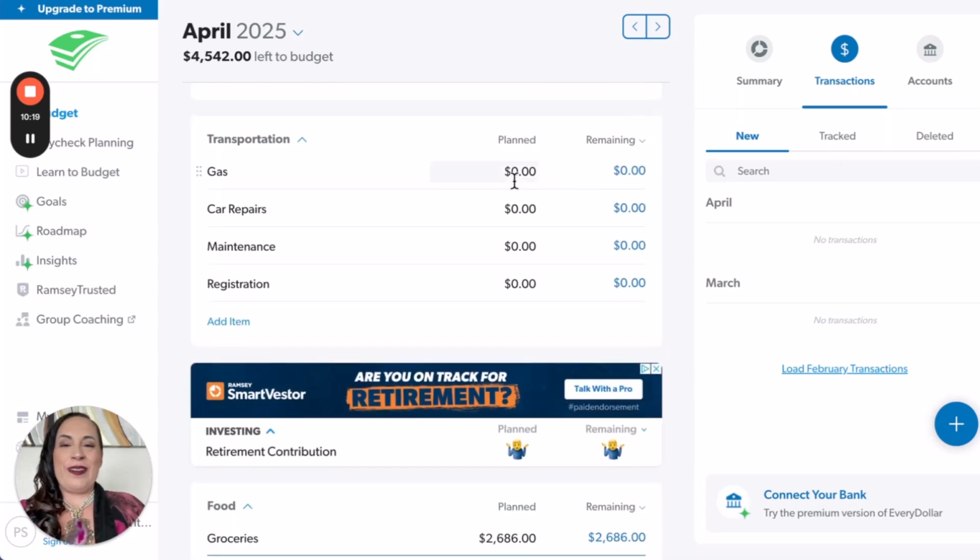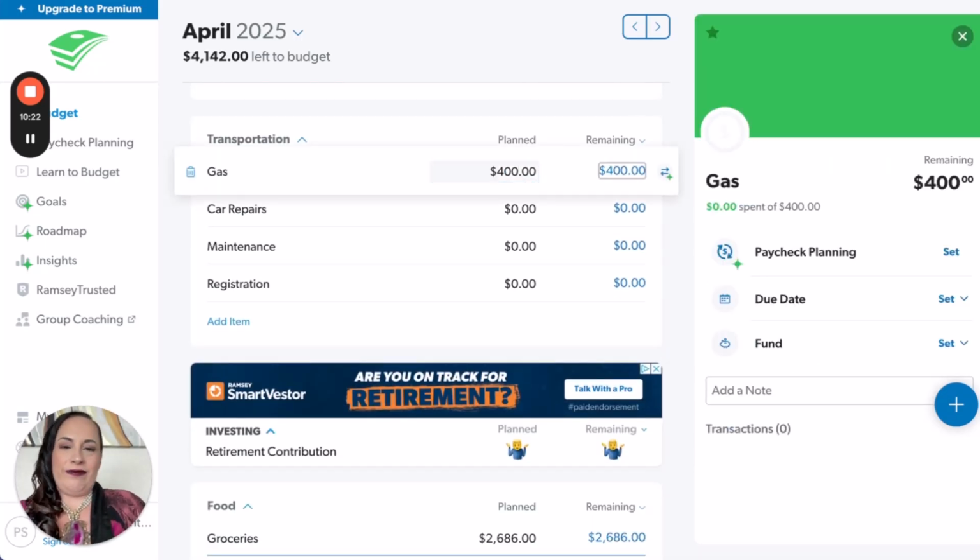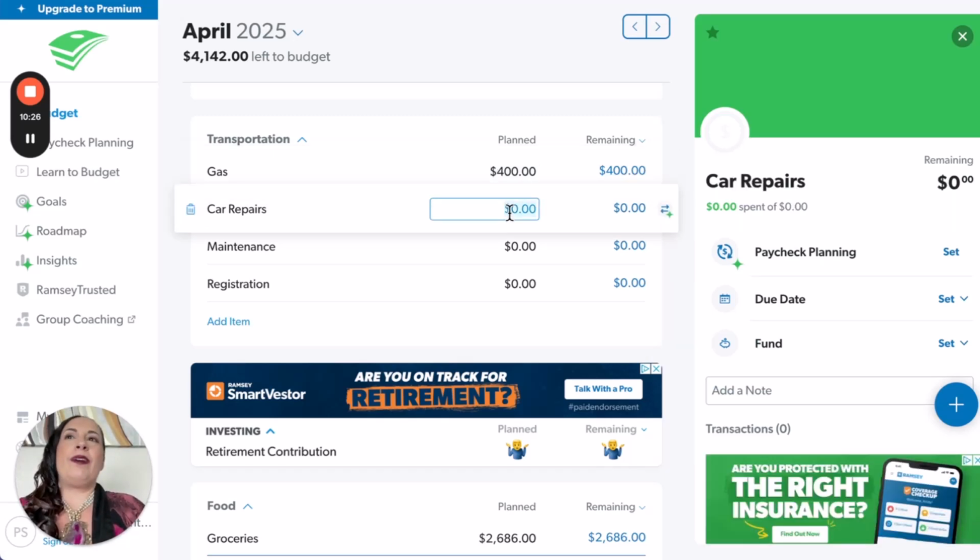Then we get into transportation. So let's say I think we're going to put $400 into gas. Do we have any car repairs this month? Actually, yes. I did have to just buy 4 new tires, which was about $900.